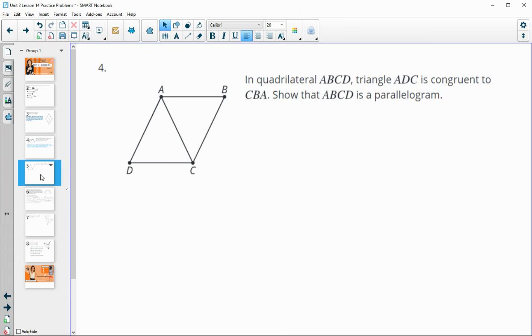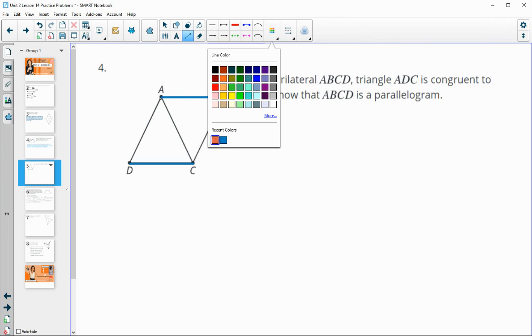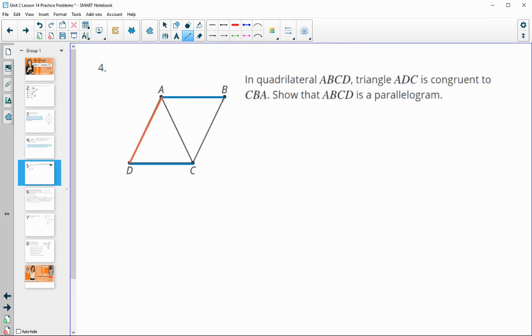Number 4, in quadrilateral ABCD, triangle ADC is congruent to CBA. So they're giving us that these two triangles are congruent, and then we need to show that it's a parallelogram. So remember that in order to show that something is a parallelogram, you need to show that the opposite sides are parallel. So we're going to need to show that AB is parallel to DC, and then also that AD is parallel to BC. And remember, we can prove that lines are parallel by corresponding angles being congruent or alternate interior angles being congruent.